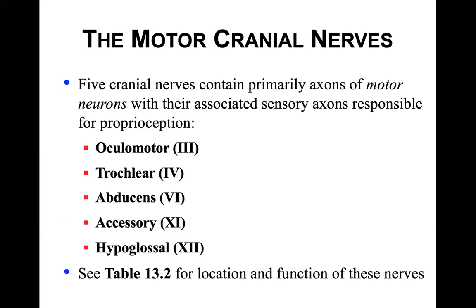Five cranial nerves contain primarily axons of motor neurons, with their associated sensory axons responsible for proprioception. Proprioception is a stretch of the muscle, sending information back to the brain about whether the muscle is actually contracted or not. This will include the oculomotor, which is 3, the trochlear, which is 4, the abducens, which is 6, the accessory, which is 11, and the hypoglossal, which is 12.